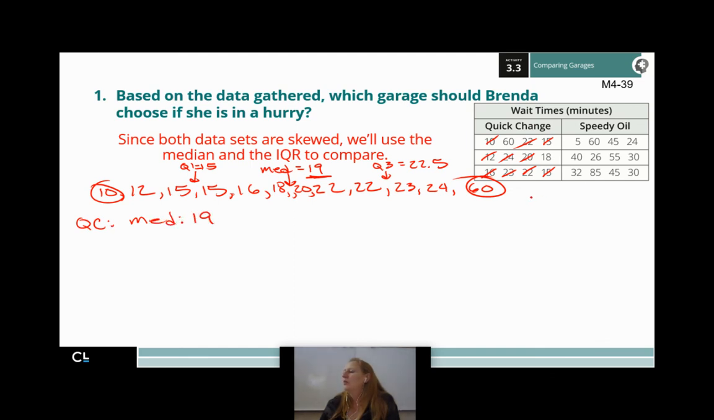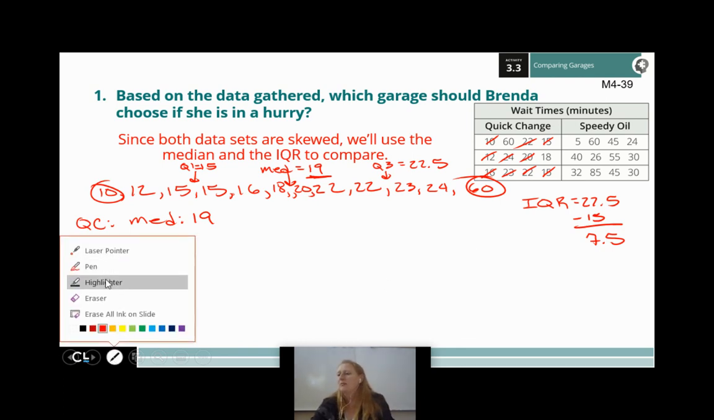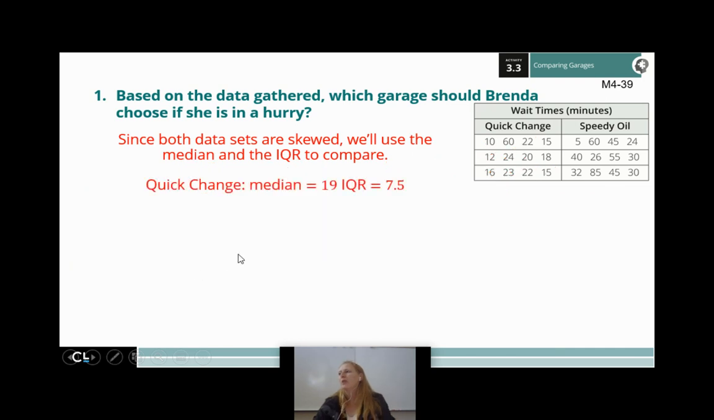And let's do some quick work over here. If we want to do our interquartile range, we need to do 22.5 minus 15. I have a calculator, despite the fact that I just threw my earbuds with the mic across the table. Sorry, guys. So 22.5 minus 15, I get about 7.5. So for quick change, my median is 19, my interquartile range is 7.5. I'm going to go ahead and erase this and then put it up nice and neat here on the slide. Boom. And now let's do the same thing for speedy oil.